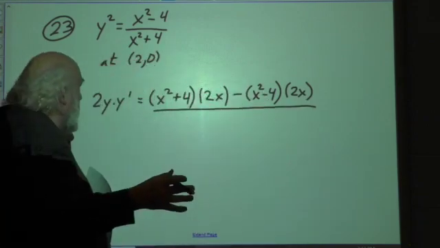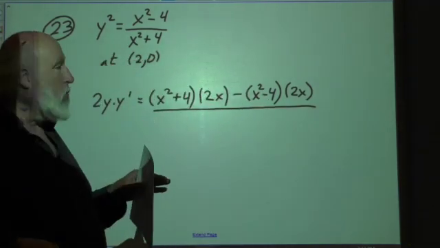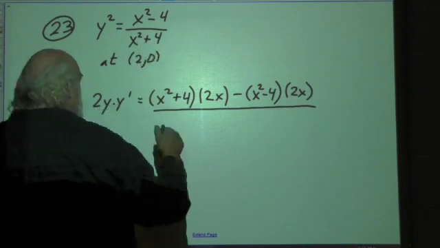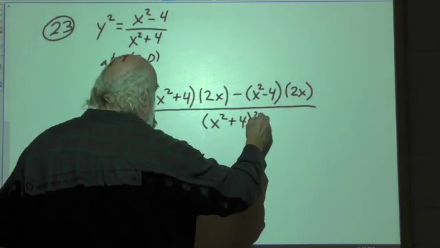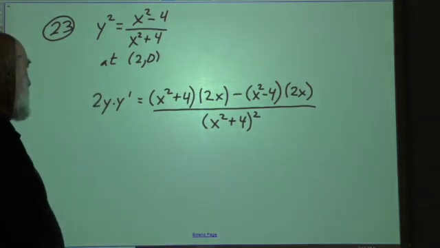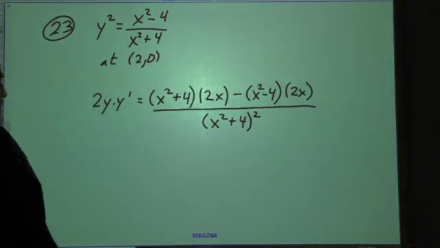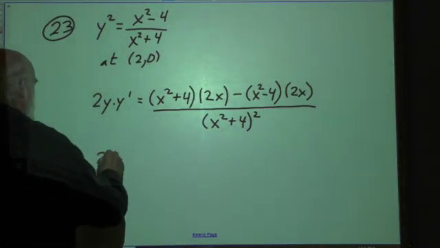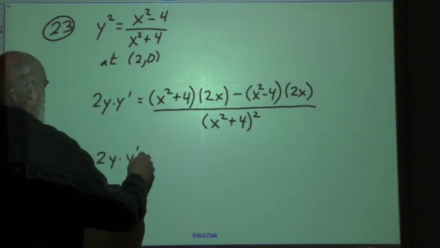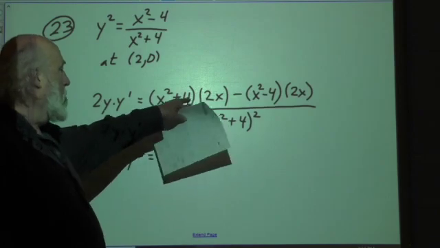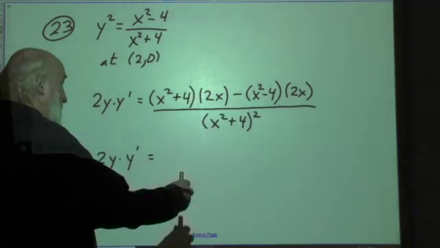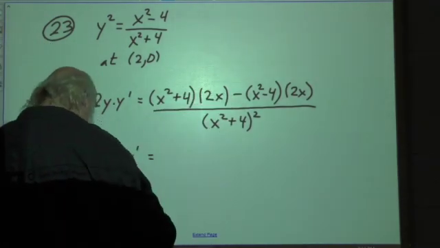And be careful on this. Remember, in the quotient rule, we have to square the original denominator. So x squared plus 4, quantity squared. Be careful on that. All right? So we have 2y times y prime is equal to, now, let's go through and multiply this out. In fact, I'll multiply this out and combine my terms right here.